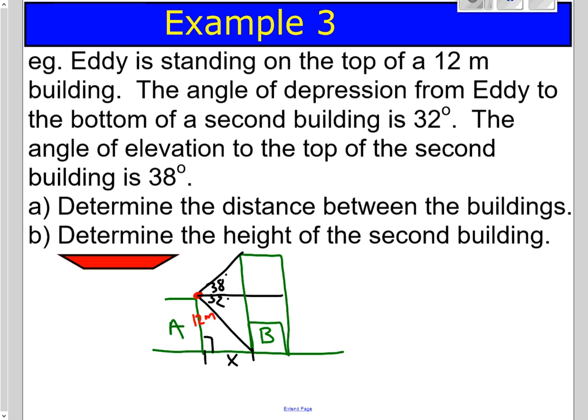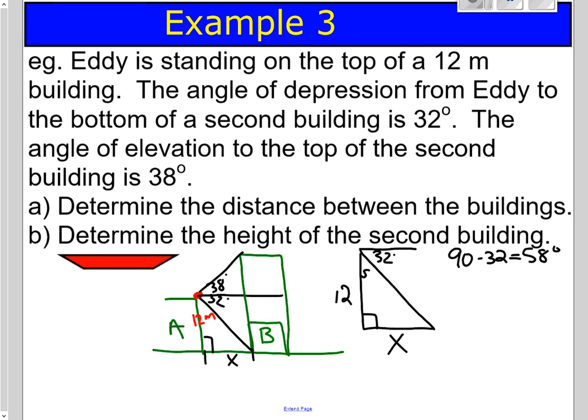Okay, so let me pull that triangle out. This is what we have. We have our 90 degrees right here. This is 12. This is X. Now it looks like we don't have an angle in that top corner, but since I have that angle on the outside of it, and this is 32, I can take 90 degrees and subtract 32, which gives me 58. That means my angle right here must be 58 degrees.